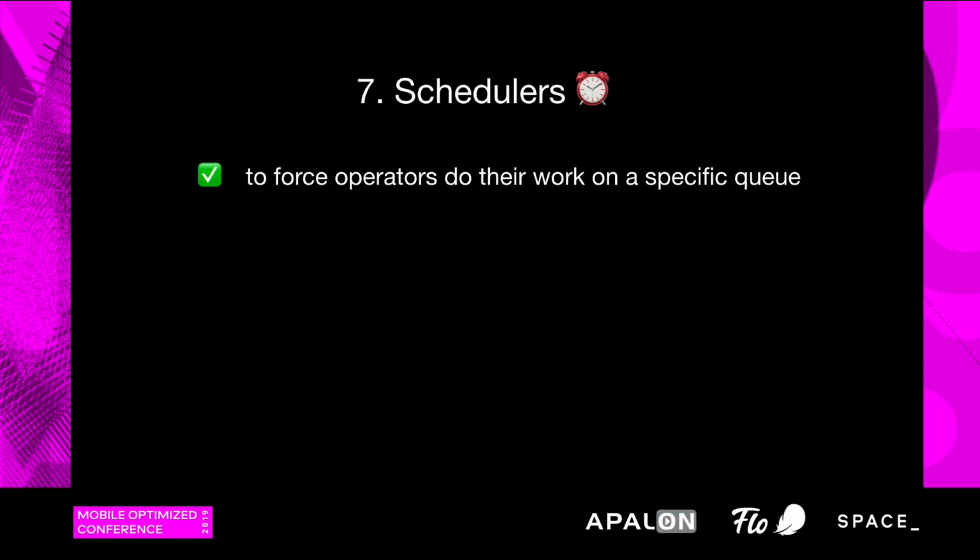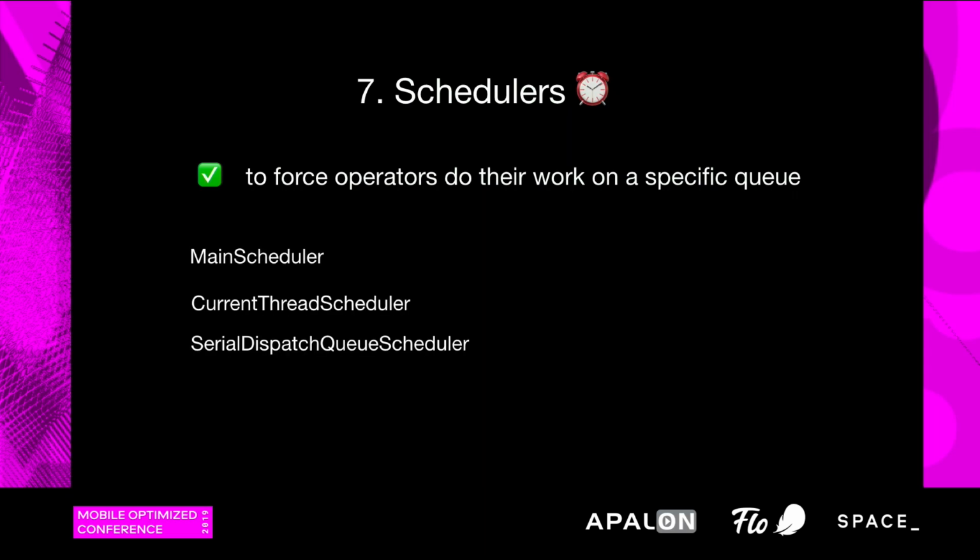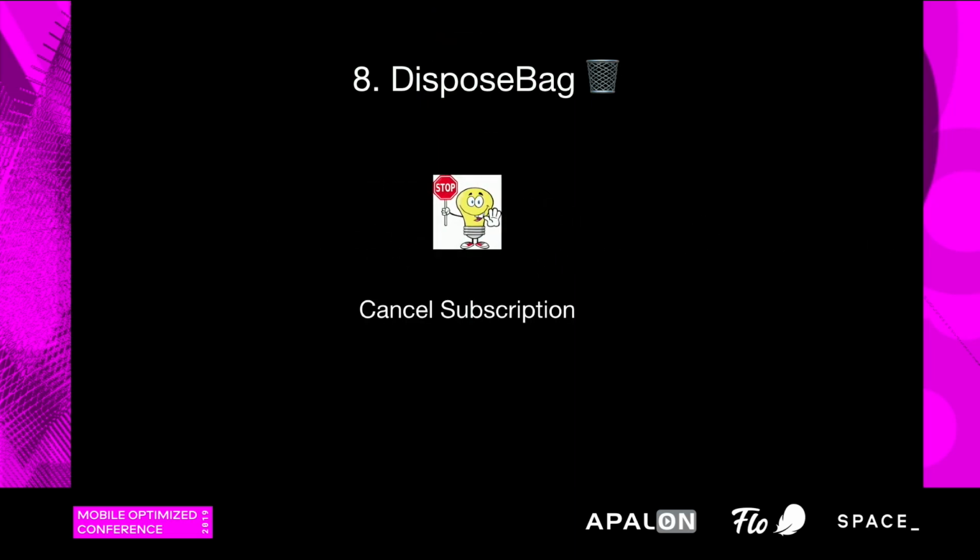Then we have schedulers. Schedulers are used in order to force operators to do their work on specific queues. And in RxSwift, we have different kinds of schedulers, and we very often use the main scheduler, especially when we want to do stuff in the UI, so we want to be on the main thread. Finally, we have dispose bags. We use the dispose bag once we want to cancel the subscription on an observable. So basically, an observable lives for as long as the dispose bag to which it is attached lives inside the app lifecycle.